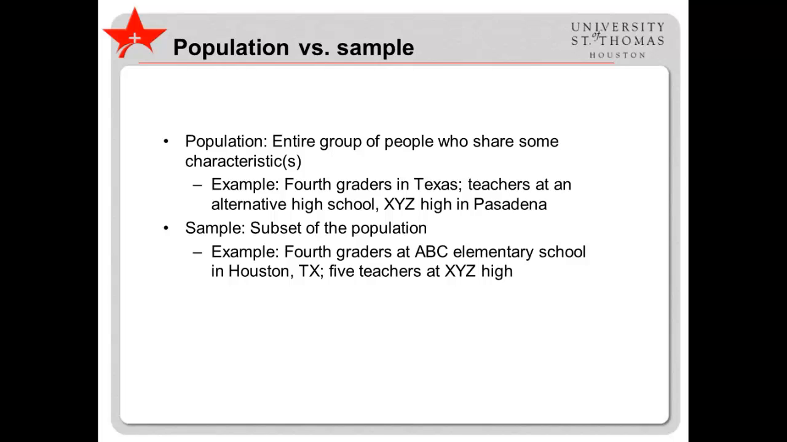A sample is a subset of the population. All members of the sample should meet the criteria, but the group only includes some, not all, of the population's members. For example, out of all Texas fourth graders, a sample might be drawn of fourth graders at ABC Elementary School in Houston. Similarly, out of all of the teachers at XYZ High School, a sample of 5 teachers might be chosen.